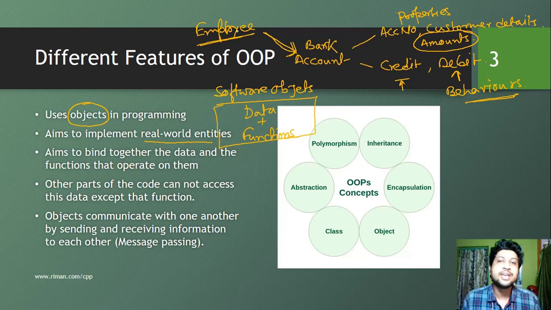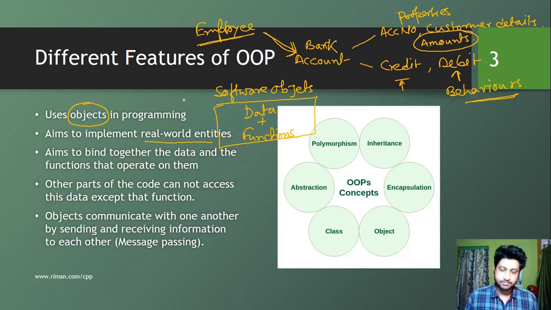So an employee cannot directly change the amount of any account. He or she has to go through the bank account details, and only then can access credit and debit. The employee cannot directly work on this amount. He or she has to use the credit or debit function to operate on this particular amount.